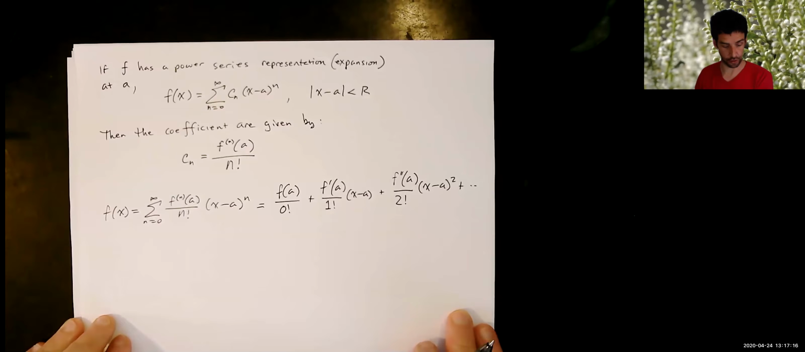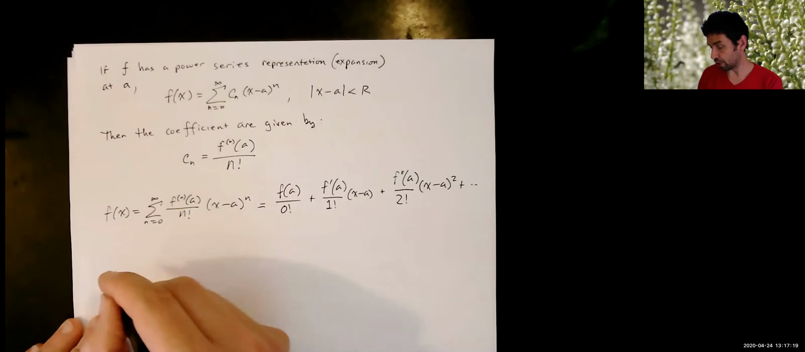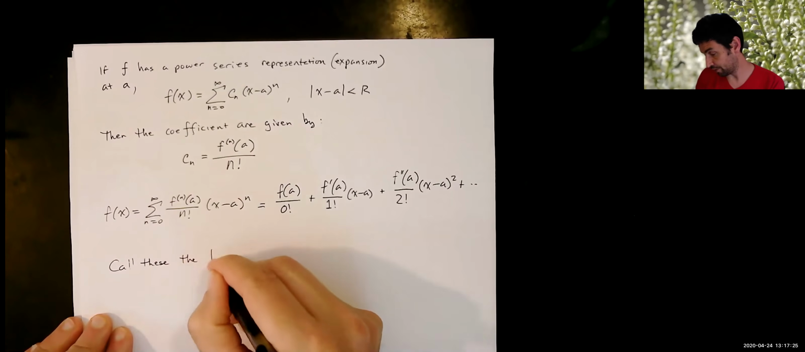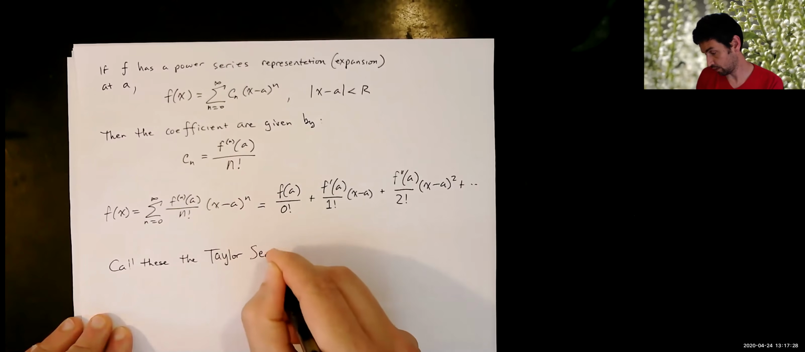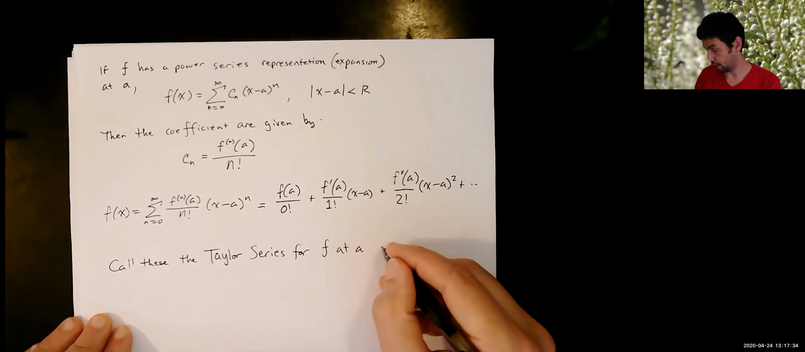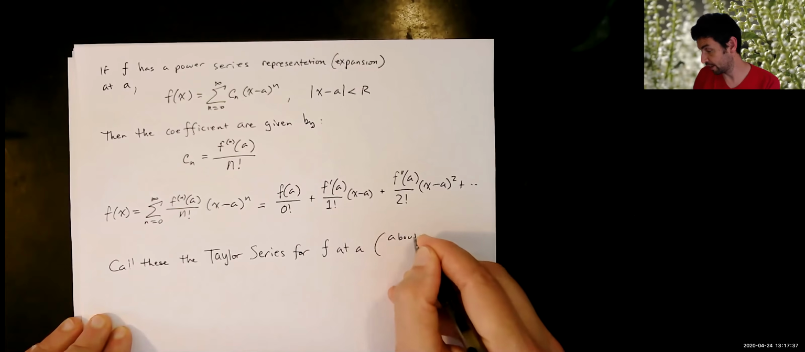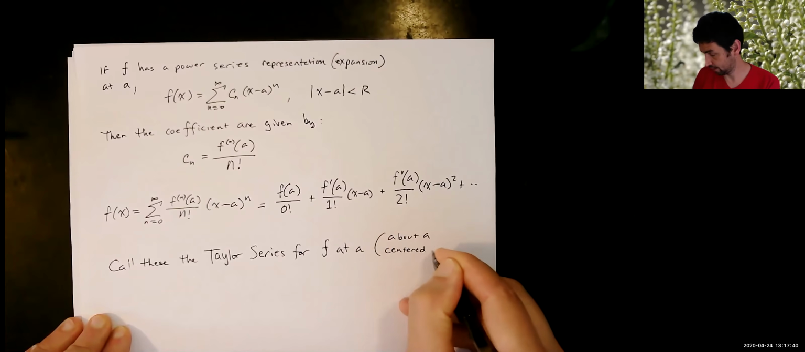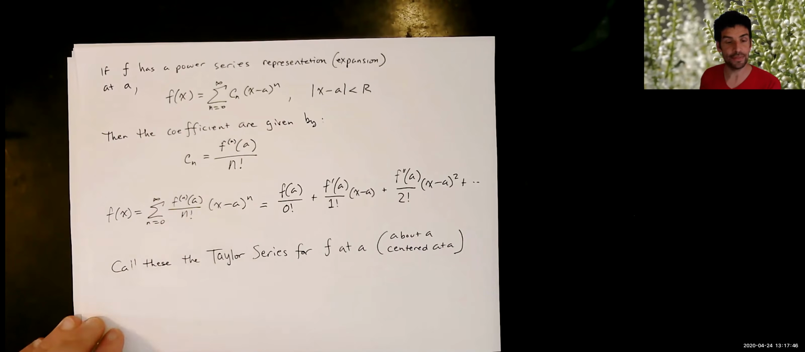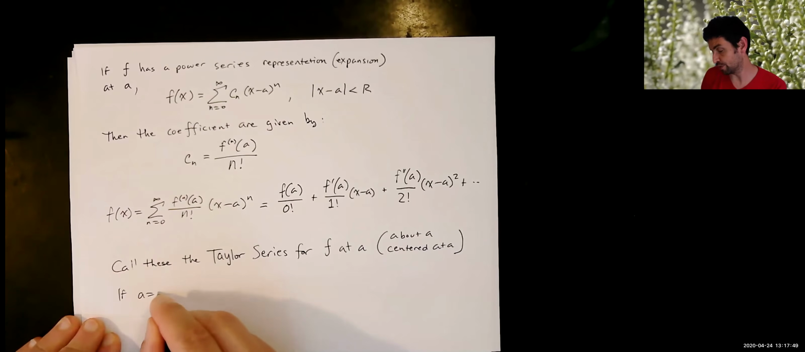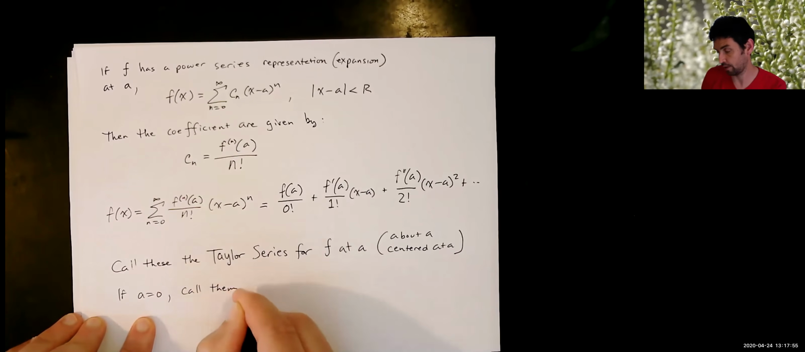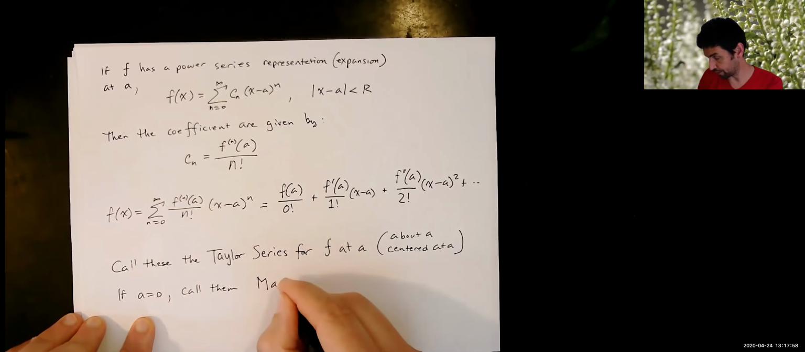Let's give a little bit of vocabulary before we move on. We call these the Taylor series for f at a. Or sometimes we say about a, centered at a. Okay, so some kind of language like that. And you'll sometimes hear, if a is equal to 0, we call them Maclaurin series.